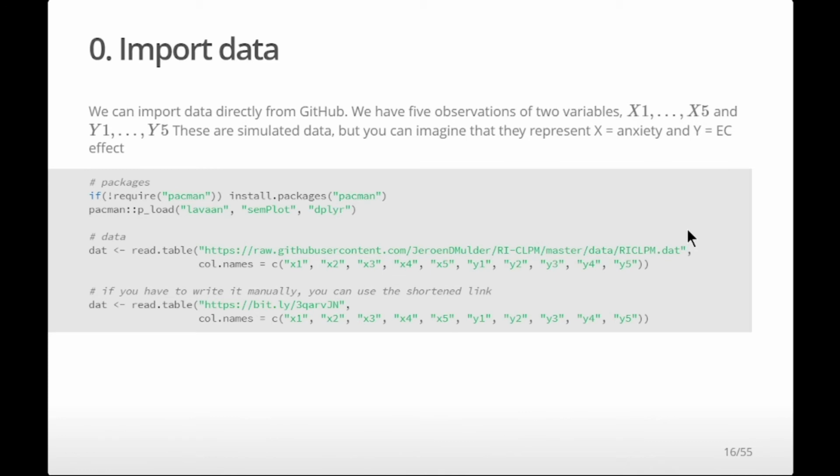Okay, this part is just importing 3 packages we will use. Actually 2 packages, this one I didn't use in the end. So lavaan and dplyr because it's convenient for managing data. This code actually is importing the data directly from the GitHub page. So you don't find the data downloaded in the folder. You can just type this and you get the data downloaded from the internet.